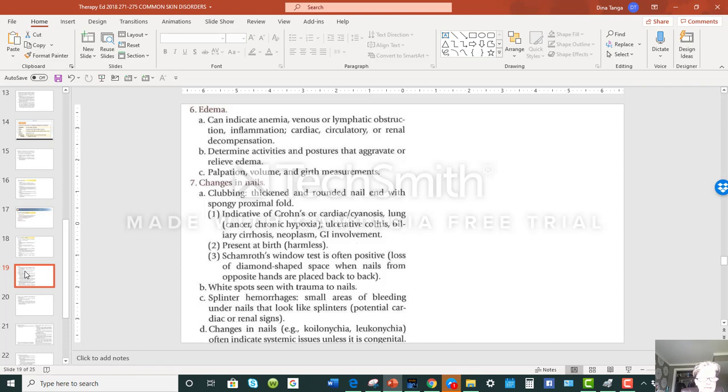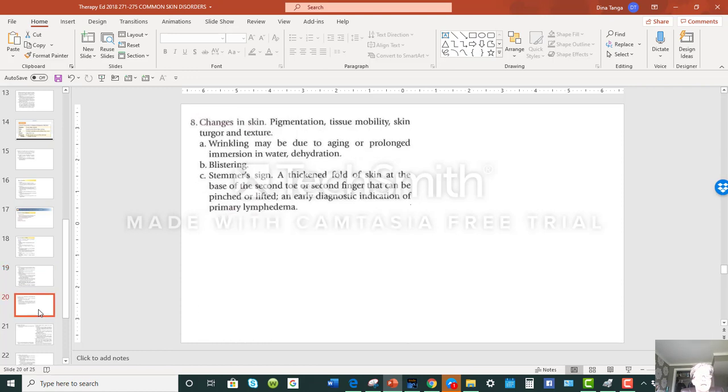Often indicate systemic issues unless it is congenital. We're almost done with this thing. 8. Changes in skin: pigmentation, tissue mobility, skin turgor and texture.